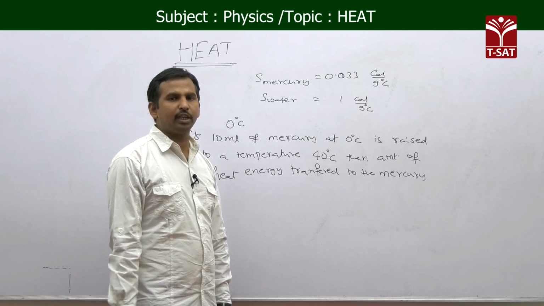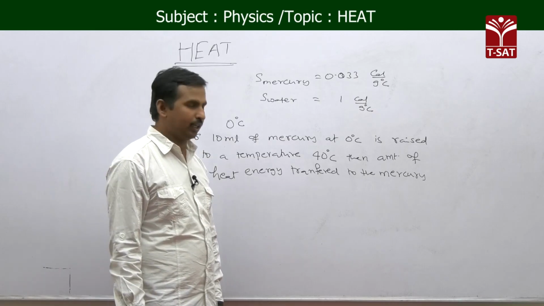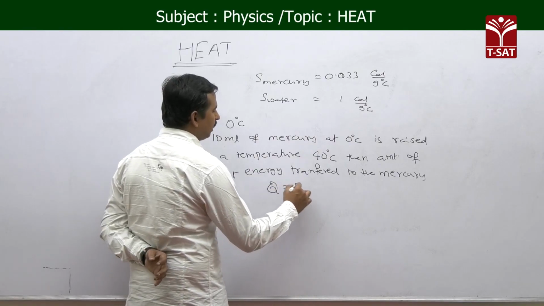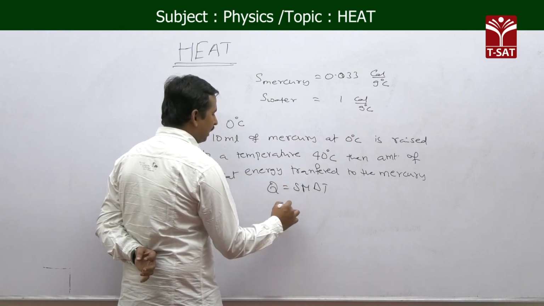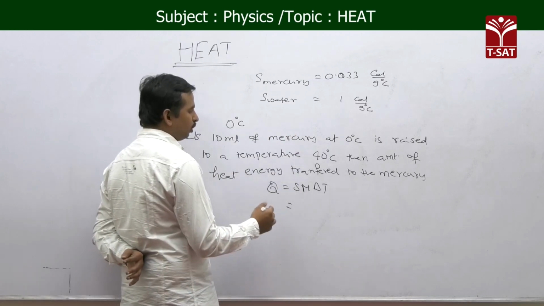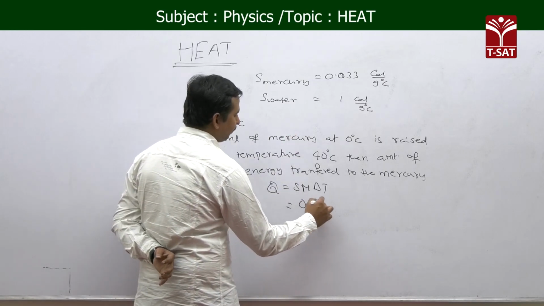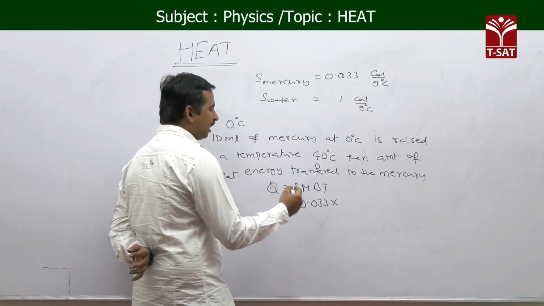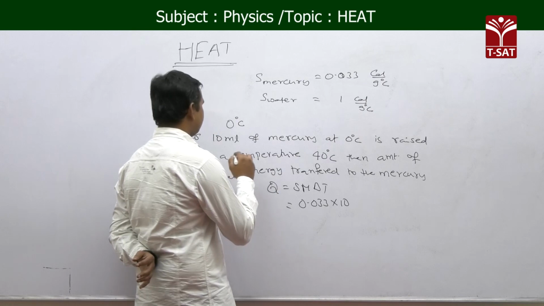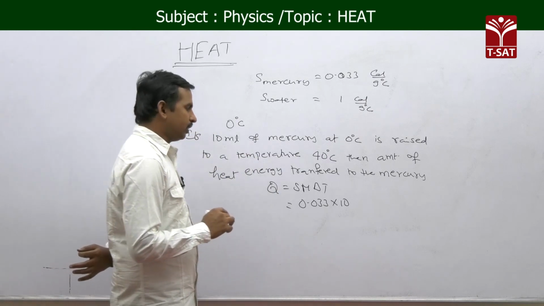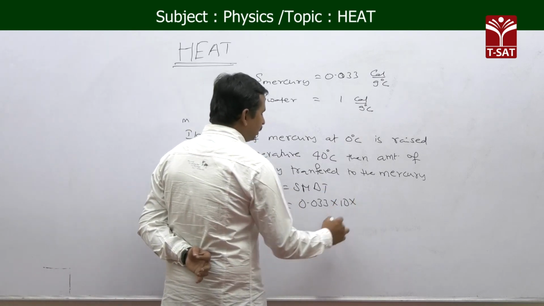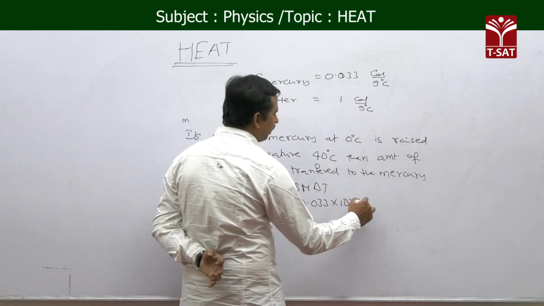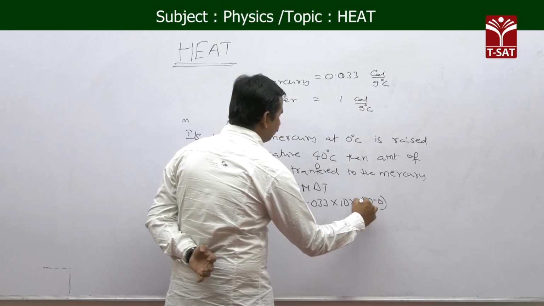Suppose our body temperature is around 40 degrees Celsius. Then in that case, you use the formula Q is equal to S m delta T. The S value is given there, which is 0.033, and its mass is given, which is 10 ml, that is, 10 ml means 10 grams, into the change of temperature from 0 to 40 degrees Celsius, which is 40 minus 0, that is 40.